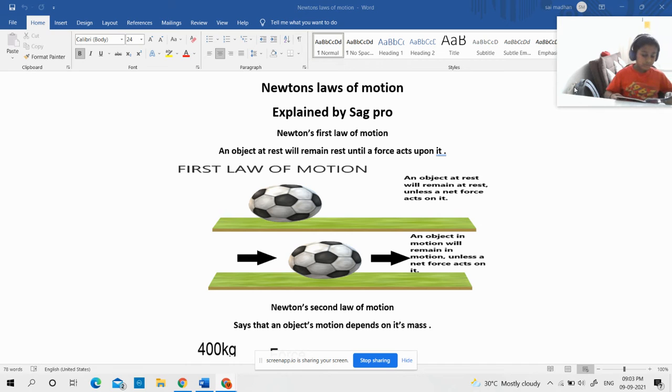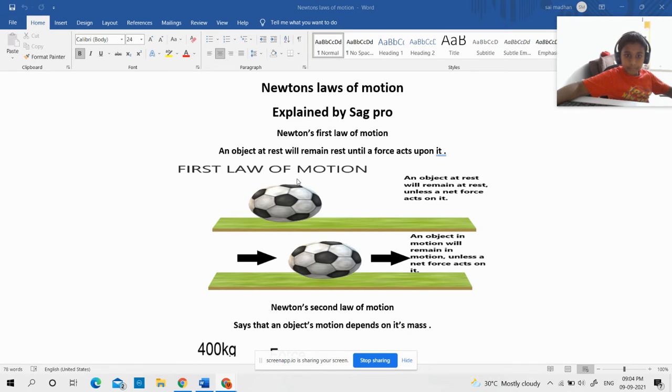The first part of Newton's first law says that an object at rest will remain at rest until a force acts upon it. For example, this keyboard is not moving when I keep it here, but when I push it, it moves. An object at rest will remain at rest until a force acts upon it. Now, if you want it to move, a force needs to act upon it. Now it's moving. And another thing: if an object is moving, we will need force to stop it. So that's Newton's first law.